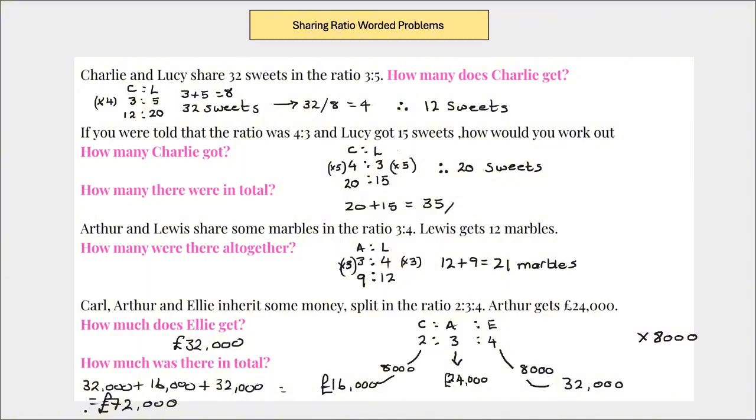So hopefully you haven't got too confused. If not, look back on it. Just take it step by step. Always read the questions thoroughly and write as you go along. And tick things off if you like, so you know that Carl's been done, Arthur's been done, Ellie's been done. You can do that. And remember, it's in order. So that would be A and then E.